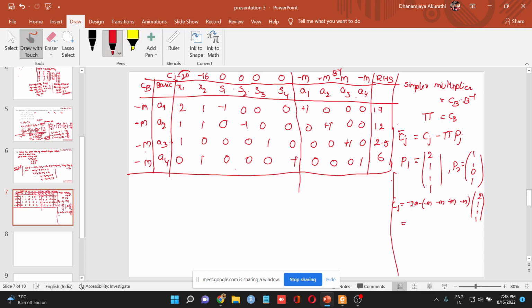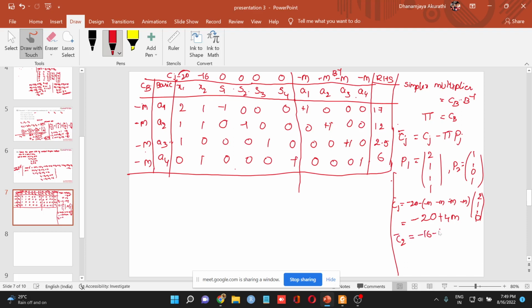I already did it, and I guess in my derivations I get minus 20 minus 2m minus m, 2 1 1 and 0, minus into minus plus. I get this. Is it so? Yes, ma'am. So do the same for C2.